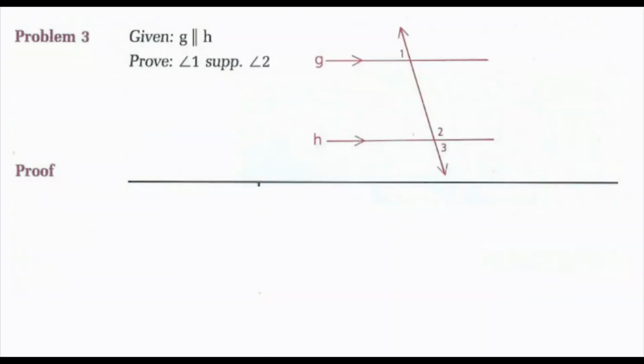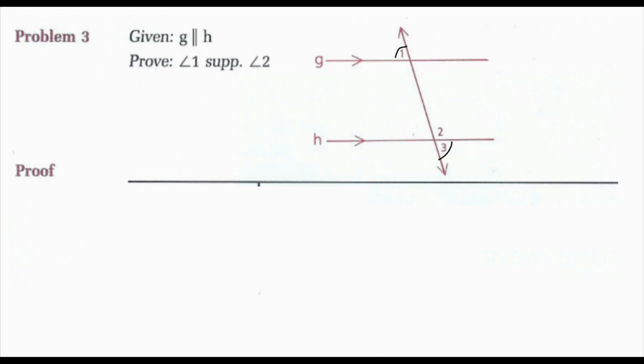Looking at problem 3, we're given that line G is parallel to line H. I want to prove angle 1 is supplementary to angle 2. So if I have G parallel to H, then I know angle 1 will be congruent to angle 3 because alternate exterior angles are congruent. I know angle 2 and angle 3 are supplementary because they form a straight angle. Therefore, angle 1 would be supplementary to angle 2 by substitution.